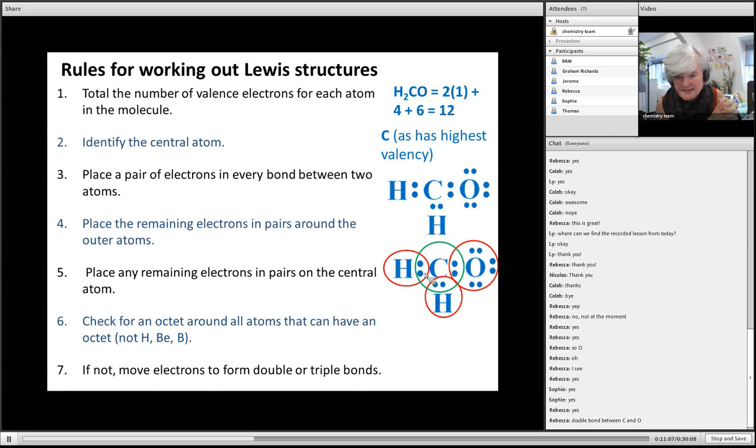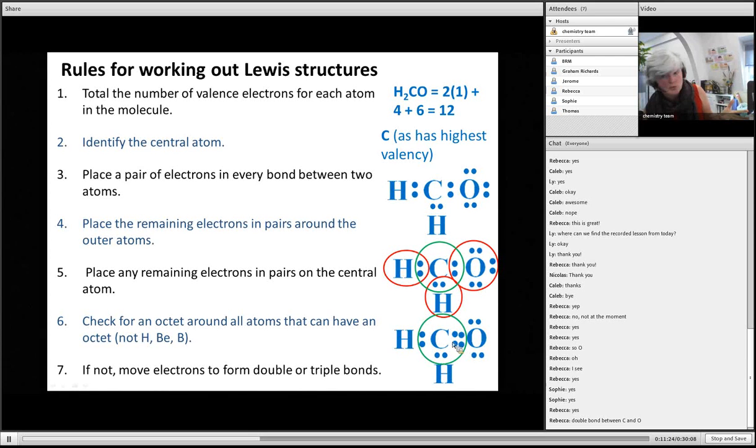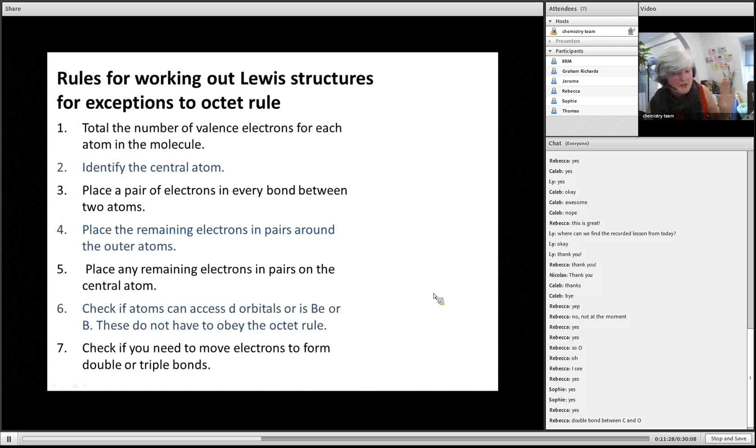Okay, Rebecca, I see is typing. You put the double bond. Great. So what you do is remove one of these electrons that are around the oxygen and make them shared between the carbon and oxygen. So basically I've taken that pair, zipped them over there, and now carbon's got 4 pairs or 8 electrons in octet. Okay, so that's the way you work through it.